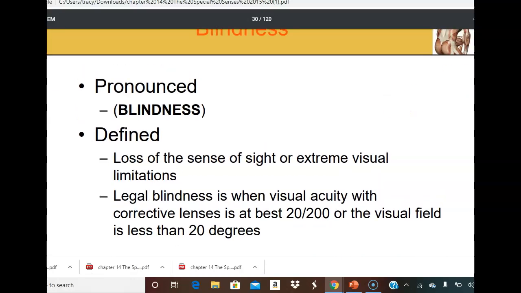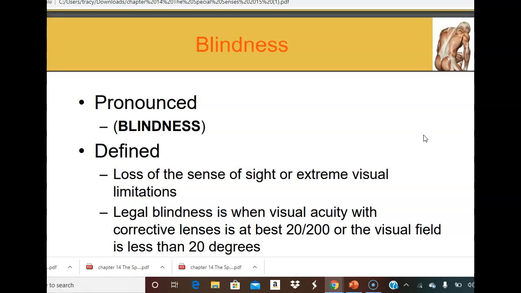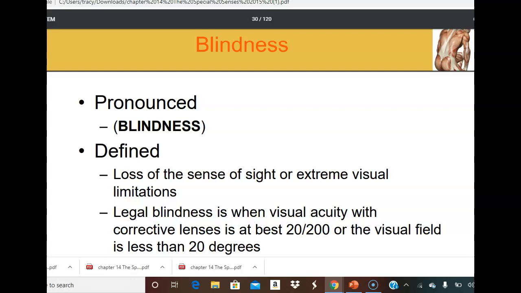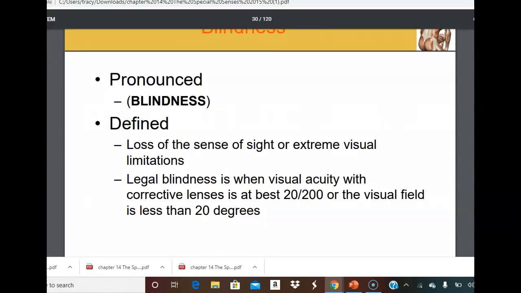Okay, now blindness can come from a number of different things. Just going through the anatomy that we have, you can see that there's a number of different things that can actually lead to blindness, depending on where the abnormality lies. So we're looking just at blindness itself, or what the term means.